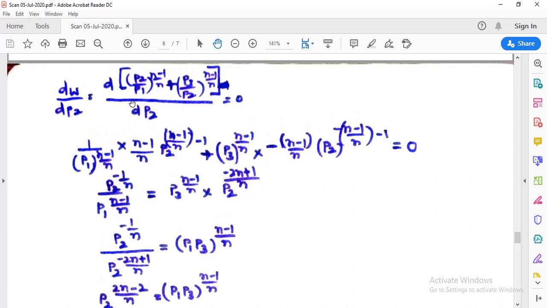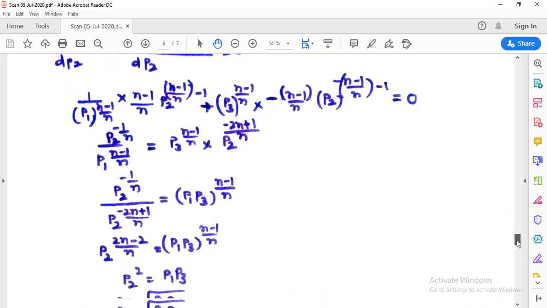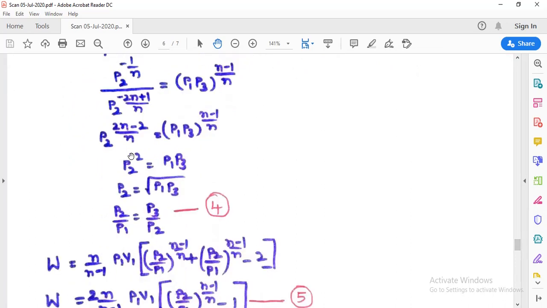See, I have written here. So I am differentiating this value with respect to P2 and equating it to 0. This is simple differentiation. So at last we obtain P2 square is equal to P1 into P3. This can be written as P2 is equal to root P1 into P3. So P2 square we can write as P2 into P2. So we can write P2 divided by P1 is equal to P3 divided by P2. Hence P2 by P1 is equal to P3 by P2. This is equation number 4.